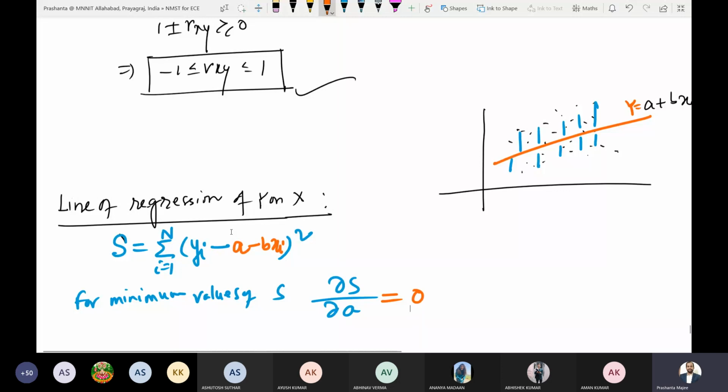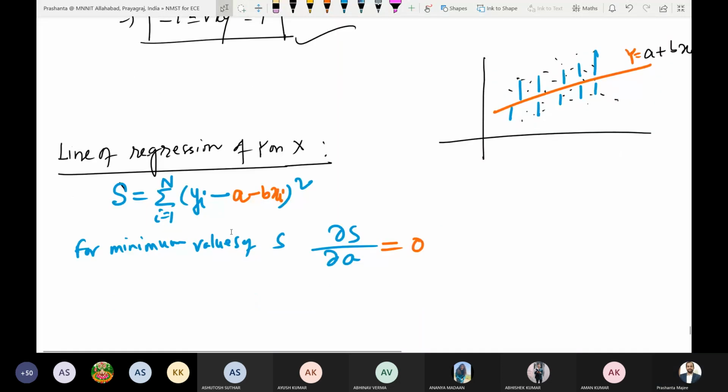You know the normal equations. By performing partial derivative with respect to a and b, you will get the normal equations. So what will be the normal equation in this case? Del s upon del a equals 0. That will give you n into a plus b into summation xi equals summation yi.